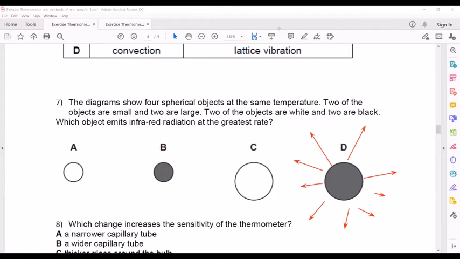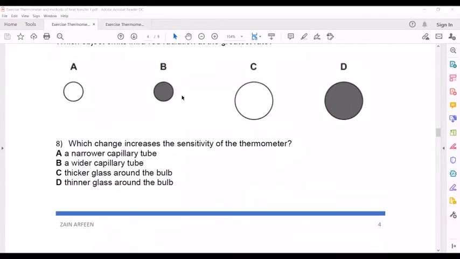So dull and dark surfaces are good absorber and good emitter. D, because of large size and black surface, it will emit out more radiation. Any other question from 6 to 10?